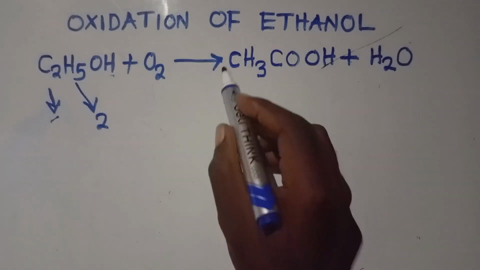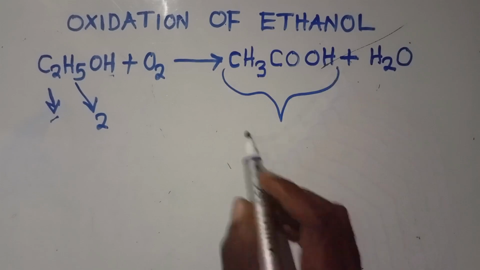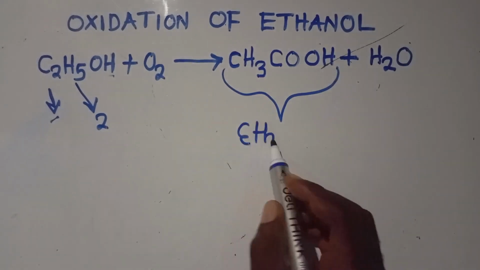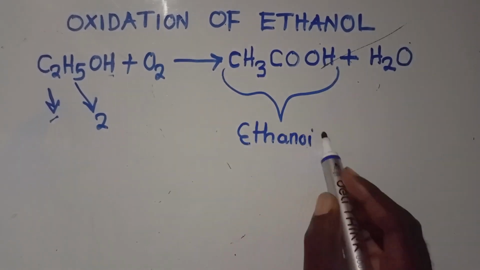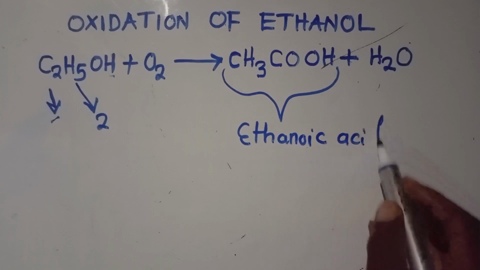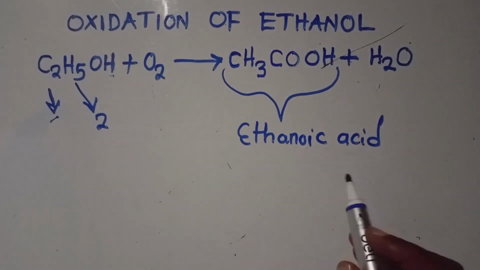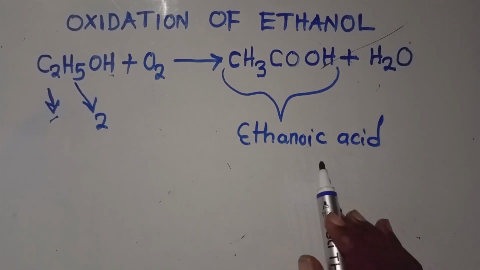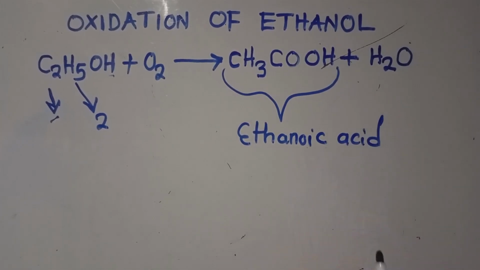So this compound that is formed here, this is the compound I'm calling what? Ethanoic acid. This is what you are supposed to know. This is ethanoic acid. So this is oxidation of ethanol. In other words, when an alcohol reacts with atmospheric oxygen under a certain catalyst called dilute sulfuric acid, then you need to know and understand that ethanol is changed to ethanoic acid.